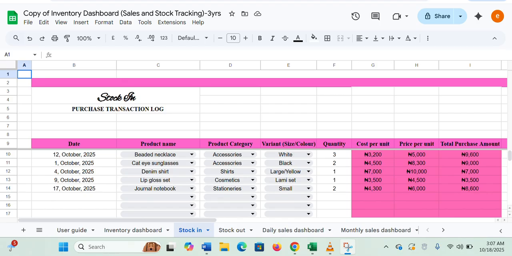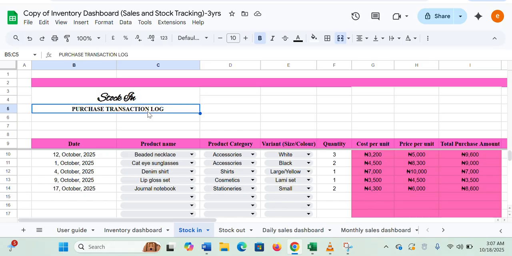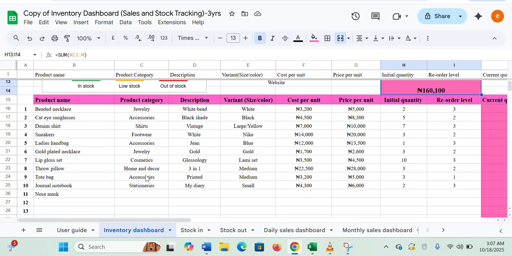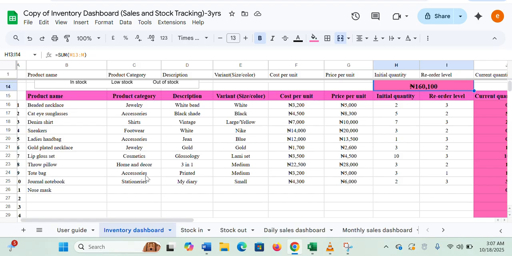I hope that you understand that, with different pages. So the next we want to look at is your stock in sheet. As it states here, it is your purchase transaction log, meaning that as you keep buying your products, this is where you input them. But please take note, you must have inputted that product here at the beginning of your business. That is why, for example, you just bought, oh, nose mask.